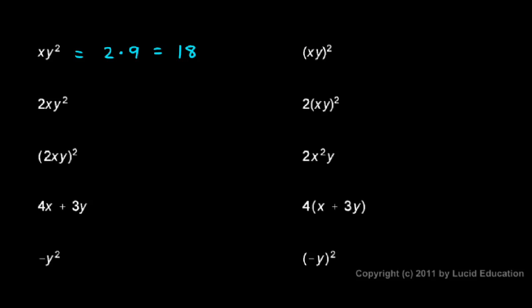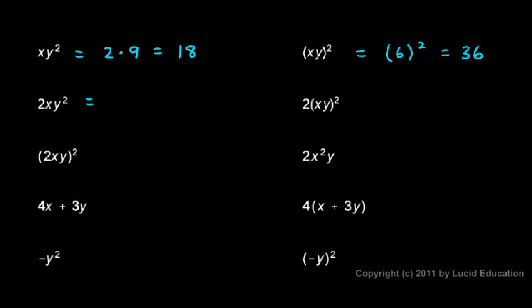(x times y) squared. Notice that in this case, the xy is in parentheses. So we have to do what's in parentheses first. So x is 2 and y is 3, so in parentheses I have 2 times 3, which is 6. So it's 6 squared, which is just 6 times 6, or 36.